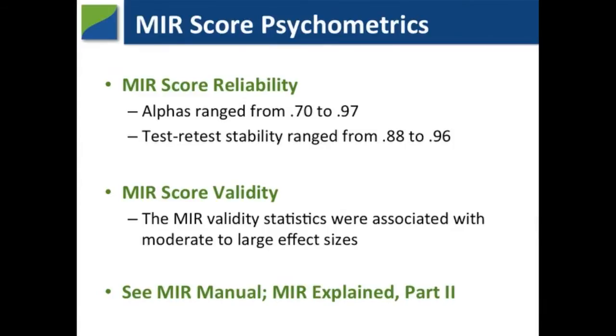You should recall that the alpha coefficient is also affected by scale length, and so our shortest scale, kinesiophobia, had the lowest alpha, and the longest scale, self-disclosure, had the highest. So to some extent, this is a function of scale length. The test-retest stability was all quite high, ranging from 0.88 to 0.96 for one to two week test-retest stability.